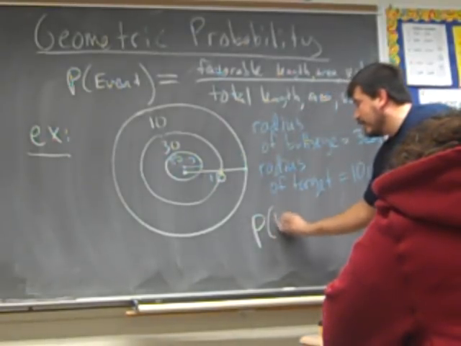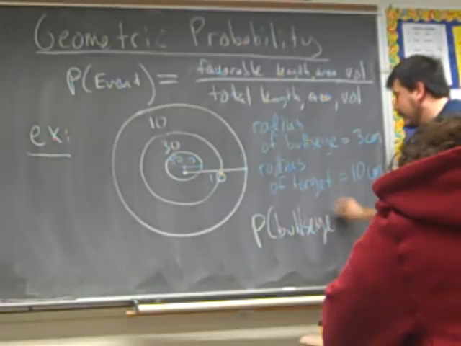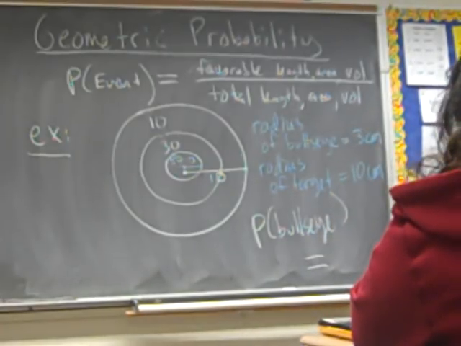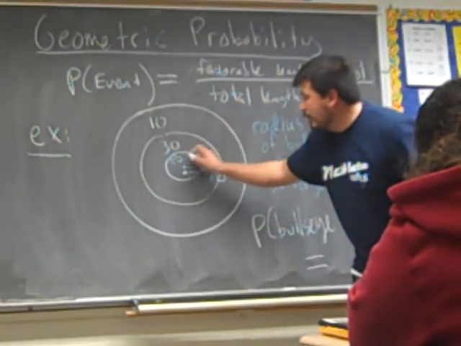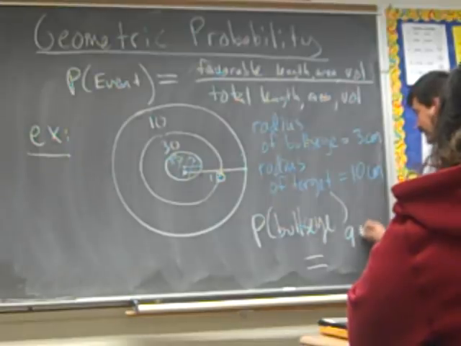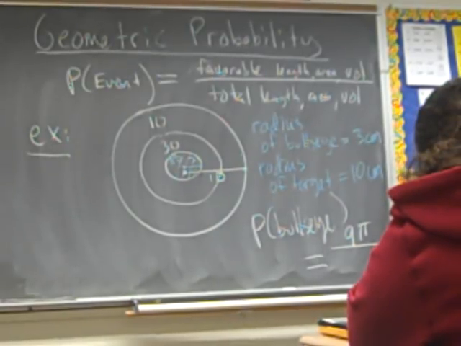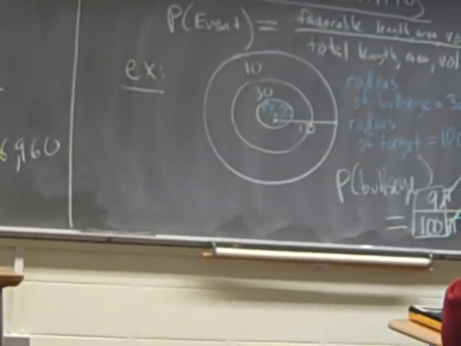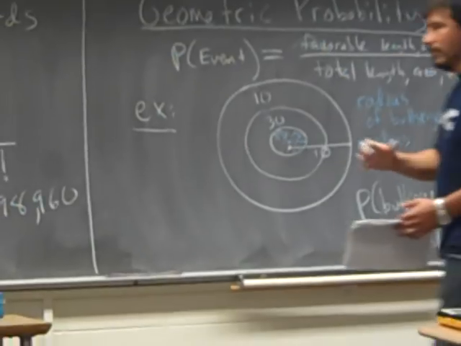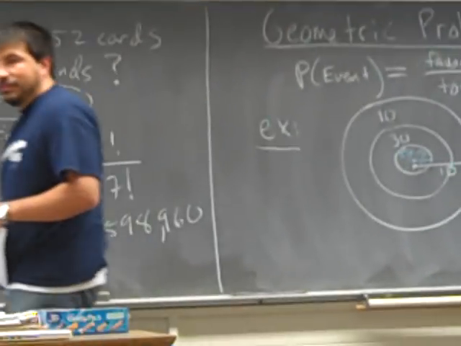What's the probability of getting a bullseye? That's not hard to do, right? How do I find the area of the bullseye? It would be 9 pi. And the total area of the target would be 100 pi. Cancel the pi's. 9 over 100 is the probability of getting a bullseye. This is essentially geometric probability. You're always going to be looking for something about lengths, areas, or volumes. Okay?